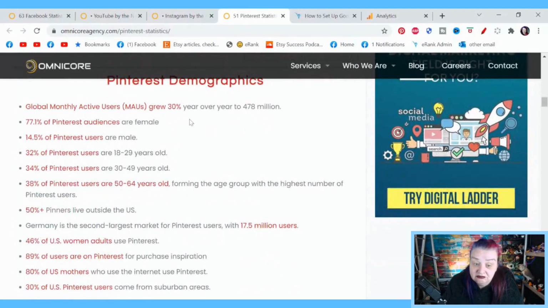So it's growing year on year. That's good to know. And hugely, 77% of Pinterest audiences are female. Very interesting to know. So out of them all, if you're targeting females, Pinterest, yep. The age seems reasonably well split across the ages. It's skewing slightly older. So 50 to 64-year-olds are nearly 40% of Pinterest users. So if you're aiming for the slightly older demographic, Pinterest's the place to go.